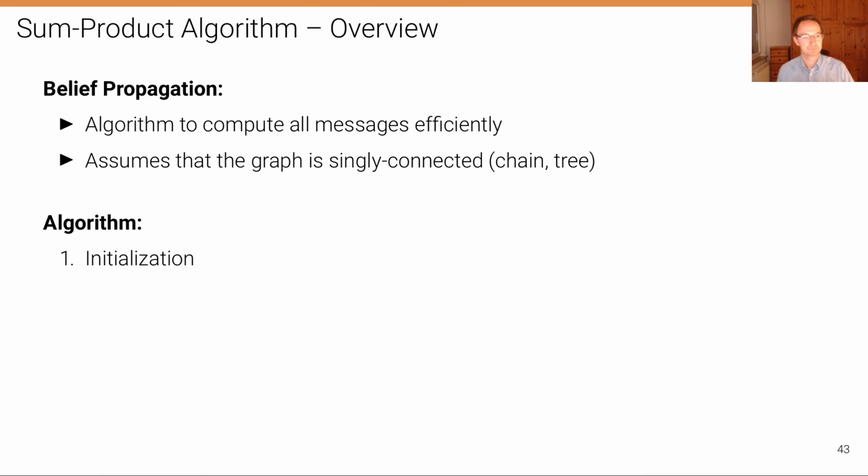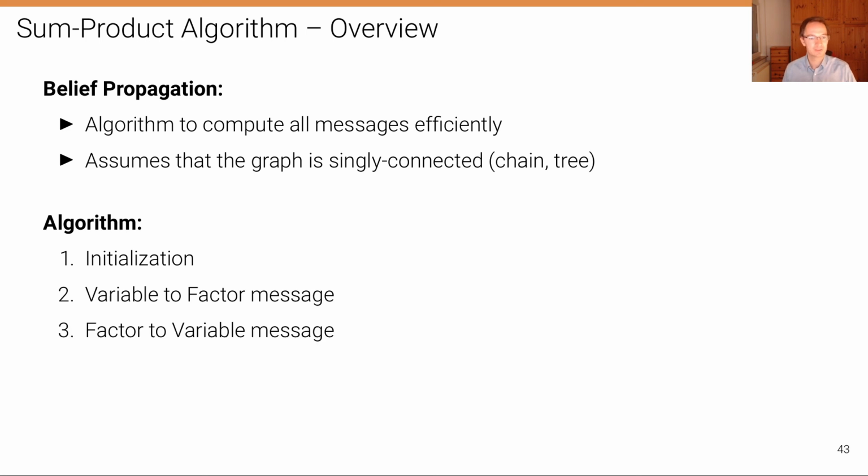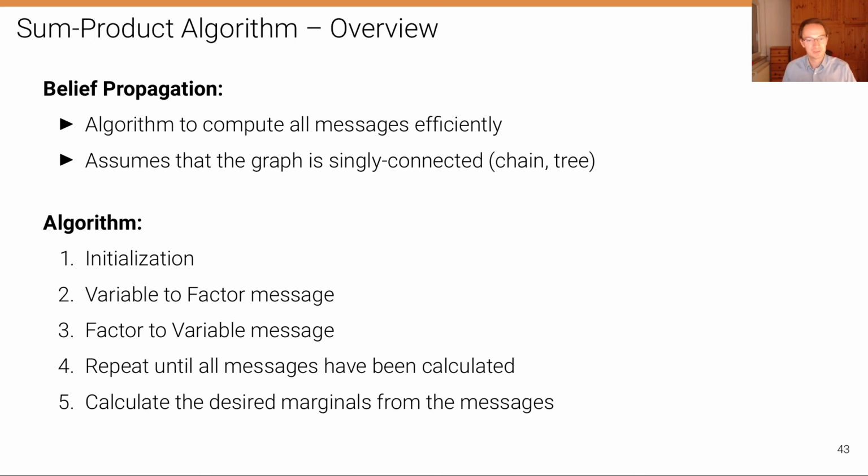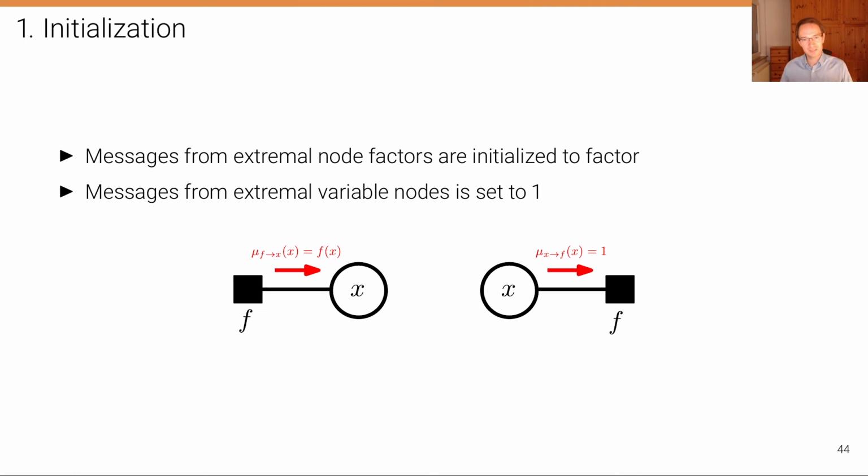on loopy graphs. And the algorithm works as follows. We initialize in the first step, then we send variable to factor messages, then factor to variable messages, and we repeat this until all messages have been calculated and the algorithm has converged. And then we calculate the desired marginals, which is the goal of the sum product algorithm, from these messages. So let's look at these steps in more detail. In the first step, this is the initialization step. The messages from the extremal node factors are initialized to the factors themselves. So here's an example, the message from the factor to the variable.